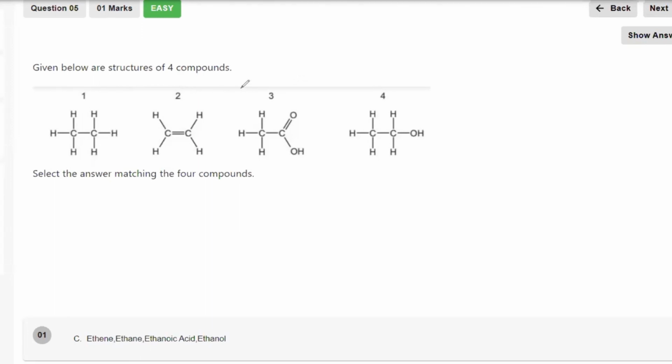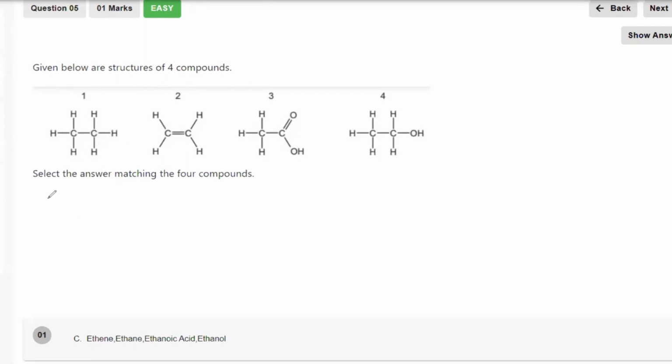Given below are structures of 4 compounds. Select the answer matching for the 4 compounds. Right, so we just have to name each of these compounds. First, let's not look at the answers and try to name these compounds. Look at the first one.